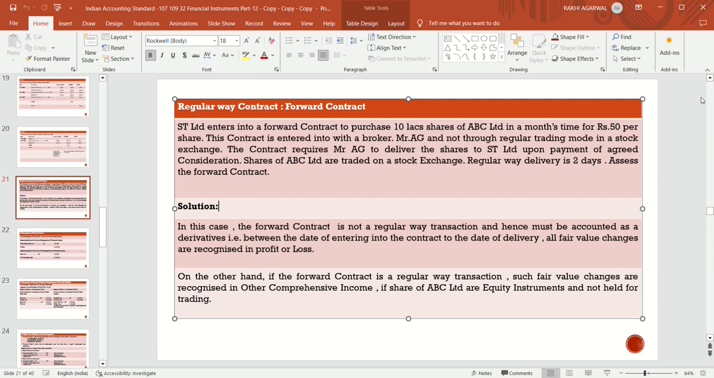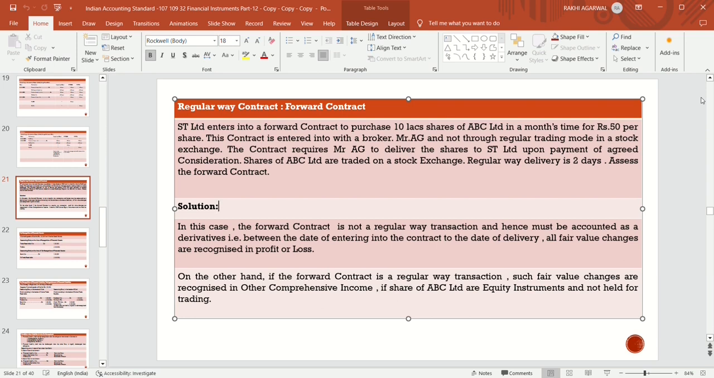Because the date of entering into the contract to the date of delivery is almost 1 month, all the fair value changes are recognized in profit and loss. On the other hand, if the forward contract were a regular way transaction, such fair value changes would be recognized in OCI if the shares of ABC Limited are an equity instrument and not held for trading.